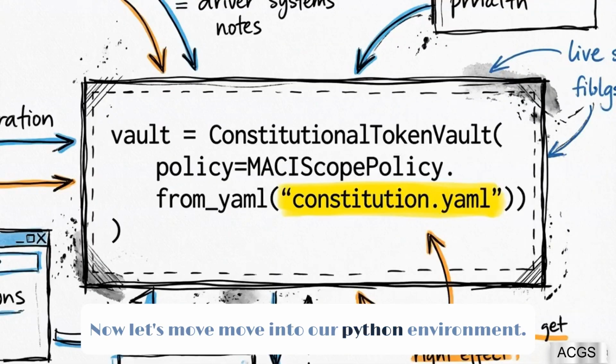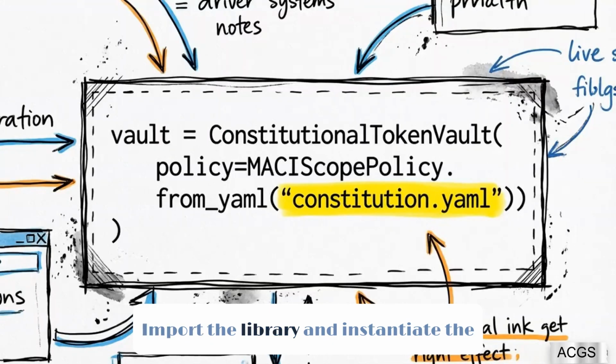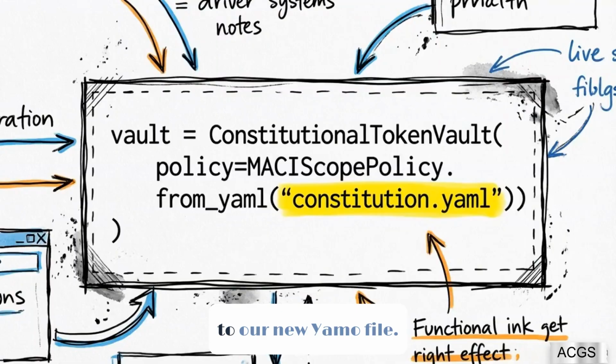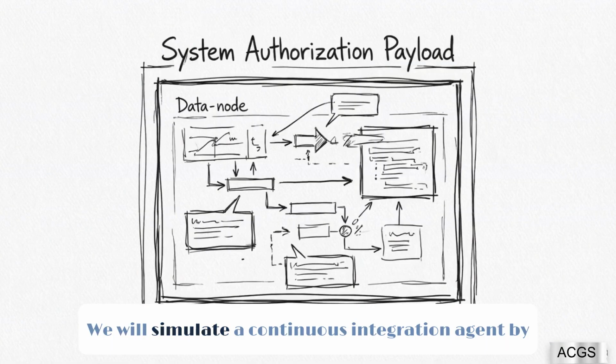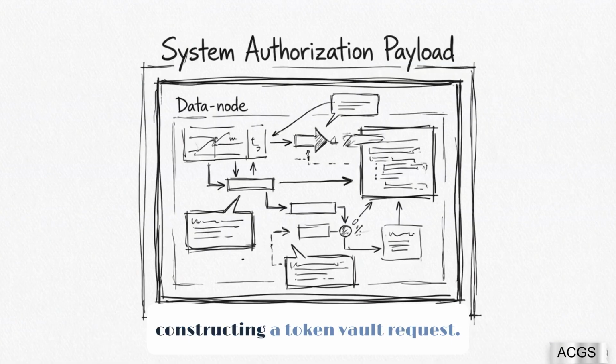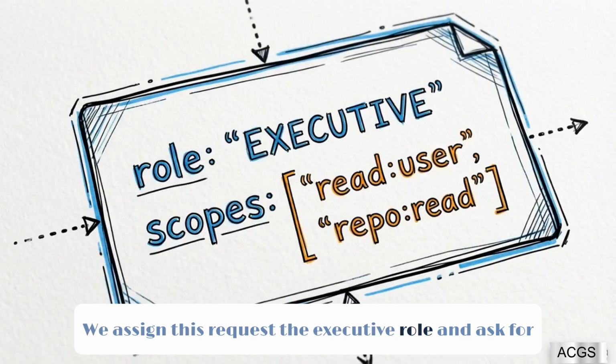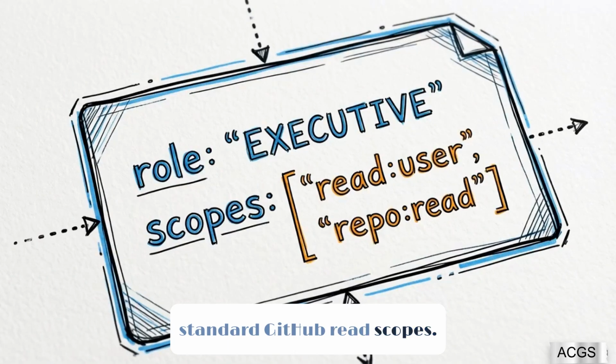Now let's move into our Python environment. Import the library and instantiate the constitutional token vault client, pointing it directly to our new YAML file. We will simulate a continuous integration agent by constructing a token vault request. We assign this request the executive role and ask for standard GitHub read scopes.